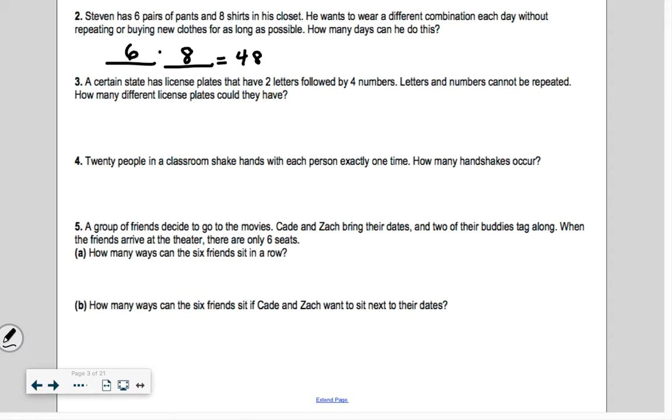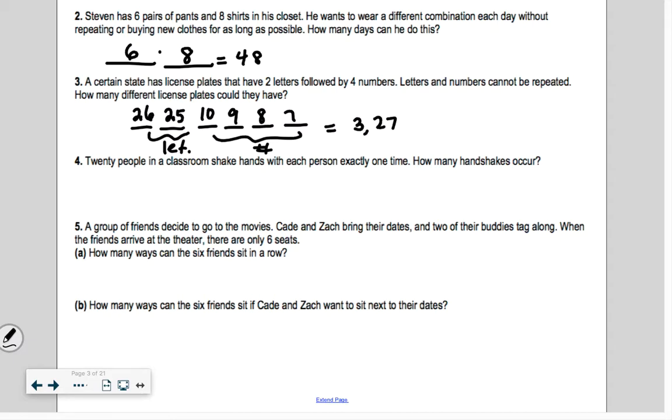All right, a certain state has a license plate that has 2 letters followed by 4 numbers. Letters and numbers cannot be repeated. So how many different license plates could they have? So if I can't repeat them, I have 26 choices for the first one, but I only have 25 for the next one, right? And numbers, how many choices do I have for the first one? 10, and then 9, 8, and 7. So we end up getting 3,276,000 license plates.